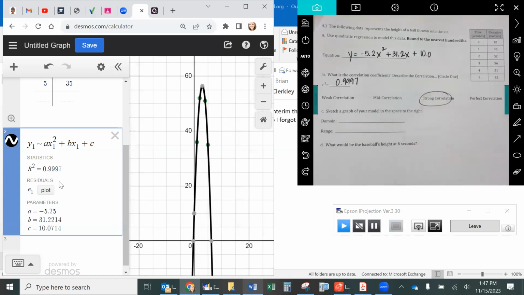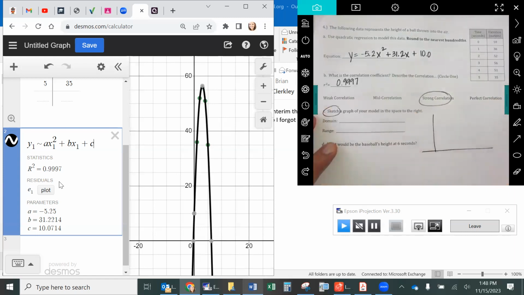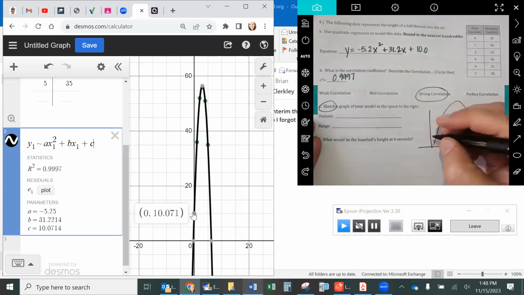Then the last little bit of this asks you to do the domain and the range and to sketch your graph. So right here, I'm going to do a little graph sketch. I see over here on my screen that it goes uphill and then downhill, just like that. And then remember to find those marker points, you just have to click on the gray dot. You don't even actually have to click on it, I just hovered over it. It's 0,10.